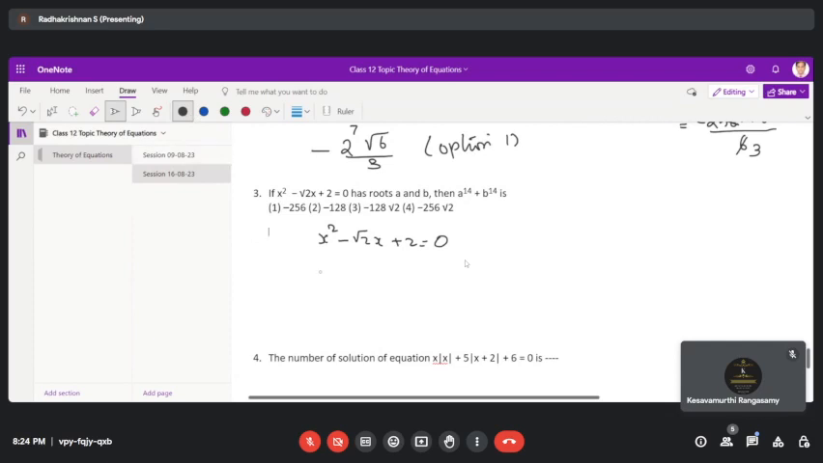Okay, so x will be equal to minus b, because it cannot be factorized and all that. So the root 2 and all are involved. So we use the formula minus b plus or minus root of b square minus 4ac.